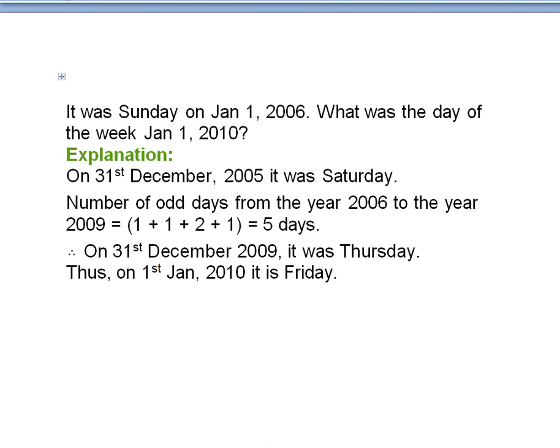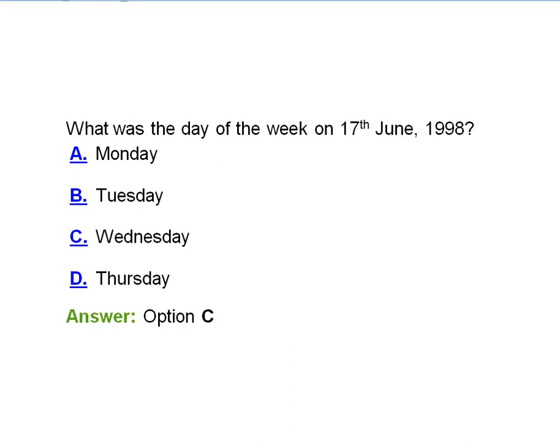Well, if you are confused with the odd days concept, let me tell you that if on 1st January it was Sunday, then next year on 1st January it will be Monday, because one day is forwarded. So let me give you a homework problem for the next part, and we will solve other questions of calendar in the next part. So this is the homework problem. The answer is already provided, but you need to solve the question and leave your answers in the comment section.